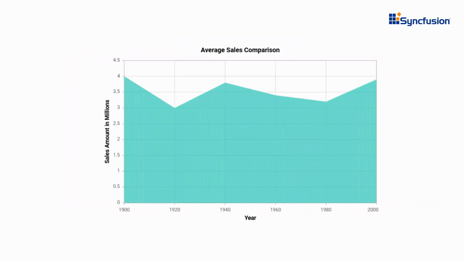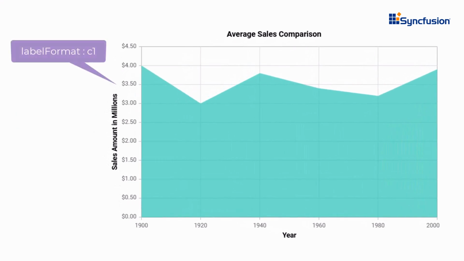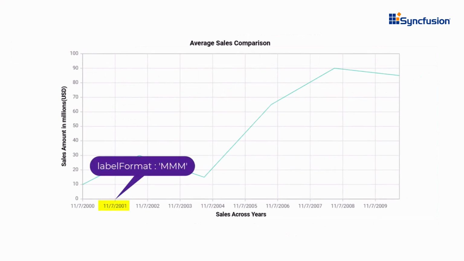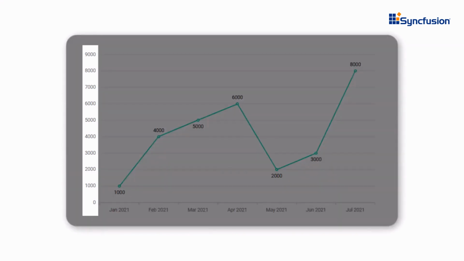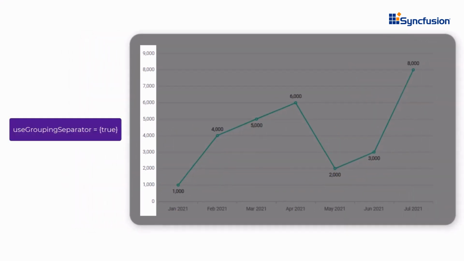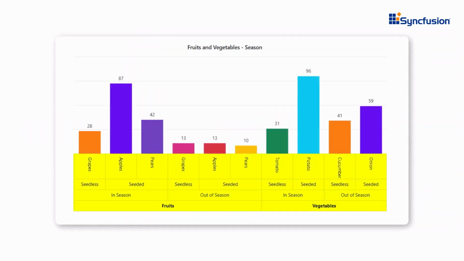Formatting is just as flexible. The label format property lets you control how values are displayed. Use N1 for decimals, or C1 for currency. For time-based labels, you can use MMM for short months. Add custom text like value K to show thousands and turn on use grouping separator to add thousands separators to large numbers.